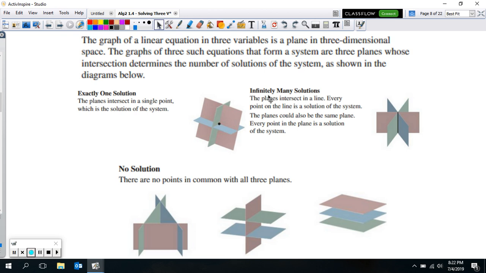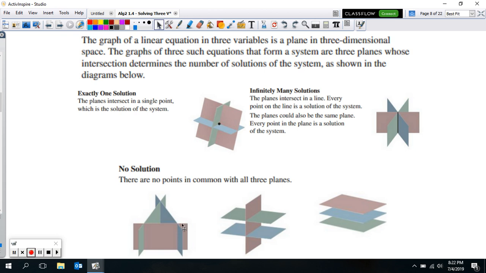And then infinitely many solutions would be when those pieces of paper are all intersecting and the intersection is an infinite line like this. Now remember, these pieces of paper would be infinite pieces of paper that continue to stretch in every direction to infinity. So that means this line would also stretch up and down towards infinity as well. That's why it's infinitely many solutions.